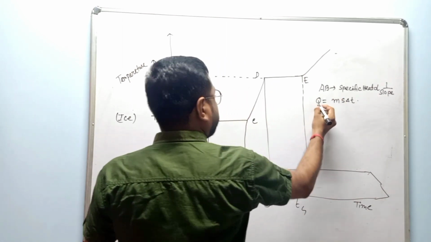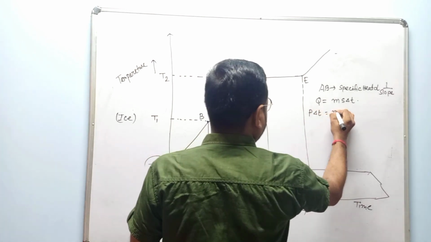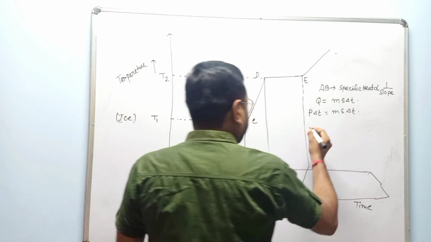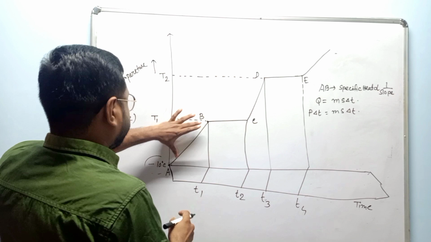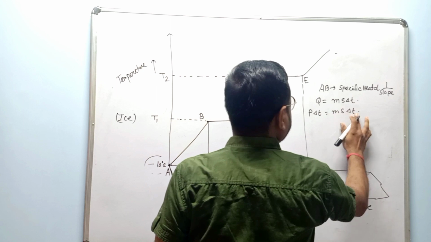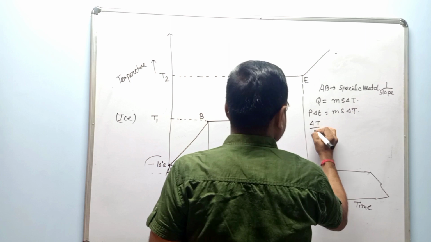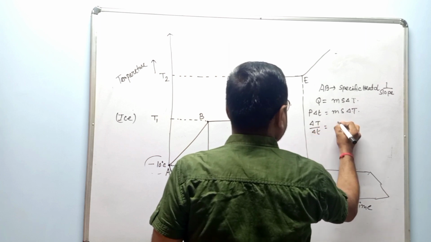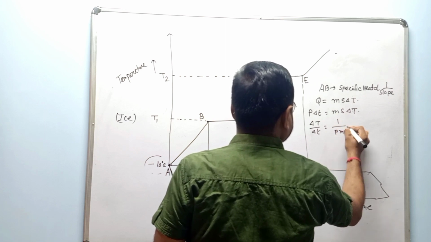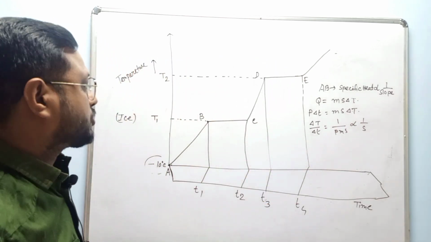Now what is Q? Q is a form of energy. So we can write it as P delta T equal to m s delta T. P is the rate of energy supplied. If we take the slope, this slope is delta capital T by delta small t, the change in temperature. So delta T by delta t equals 1 by P m s. That is, it is inversely proportional to s, the specific heat. So slope is inversely proportional to the specific heat.